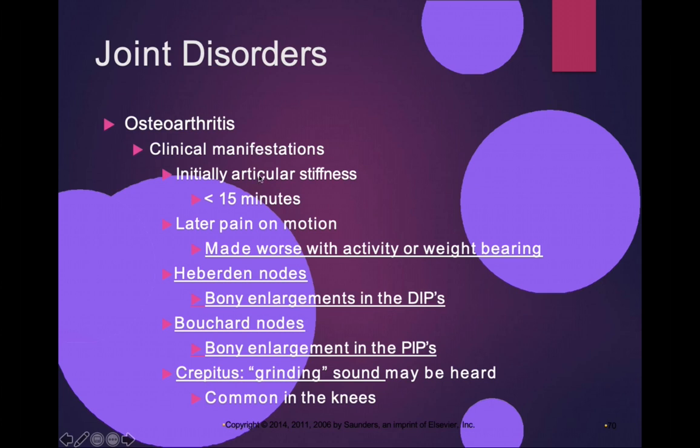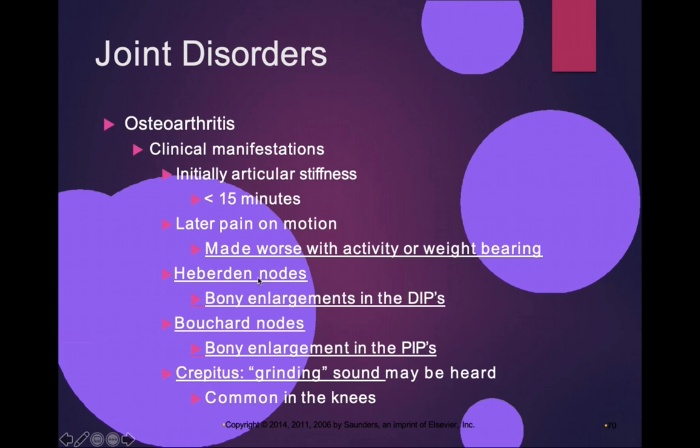Osteoarthritis, the clinical manifestation. Initially, they're going to get stiffness. They're going to get up in the morning, things are going to be stiff, and then eventually as they start moving, it gets a little bit better. Throughout the day, it can get worse, especially with weight-bearing activity.